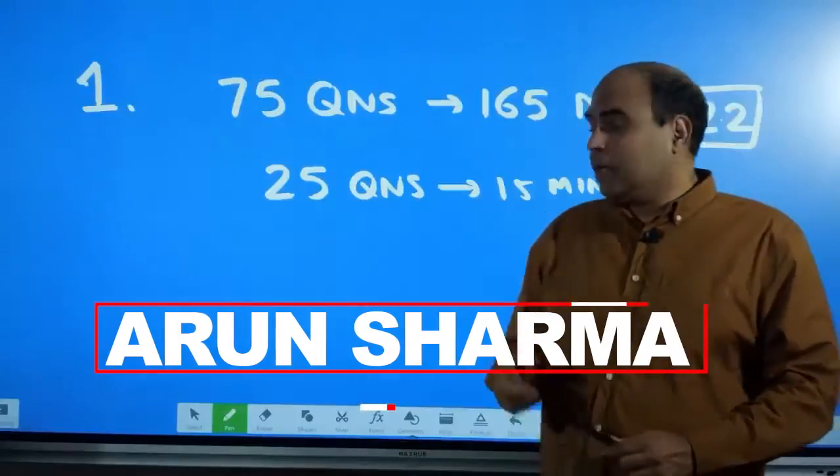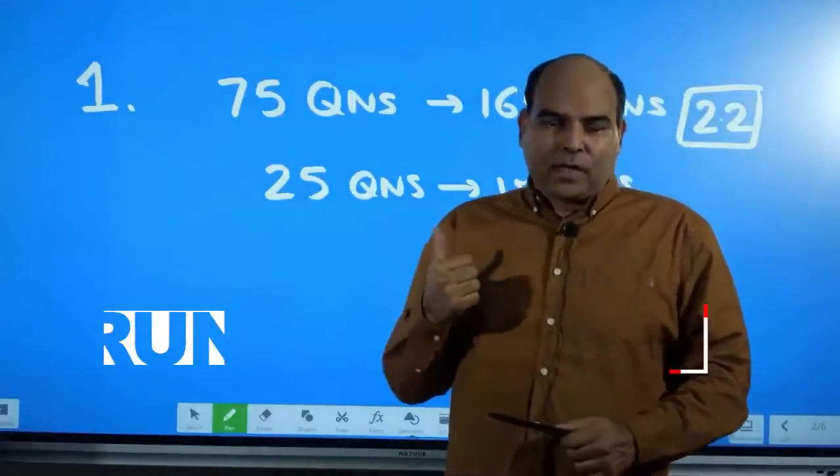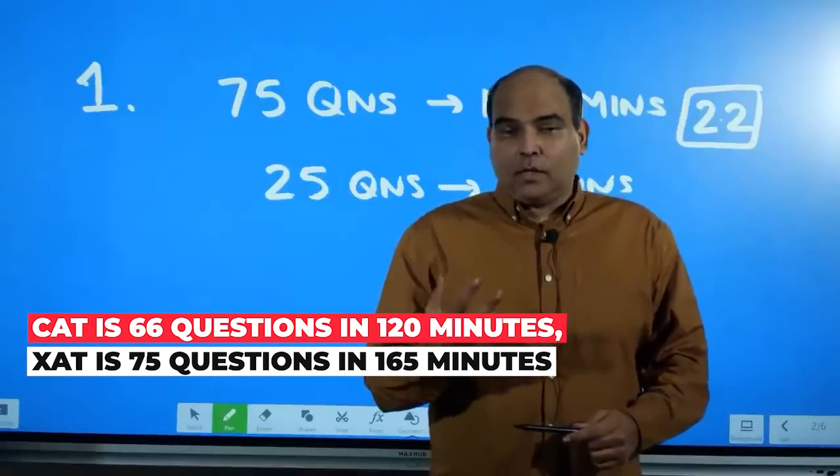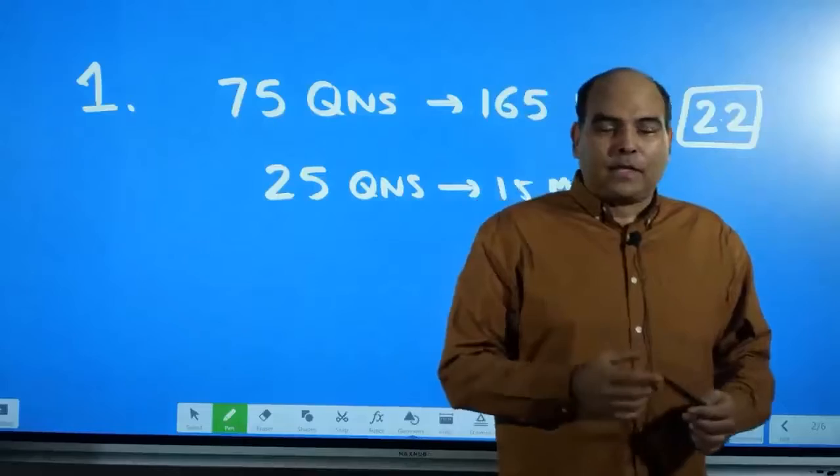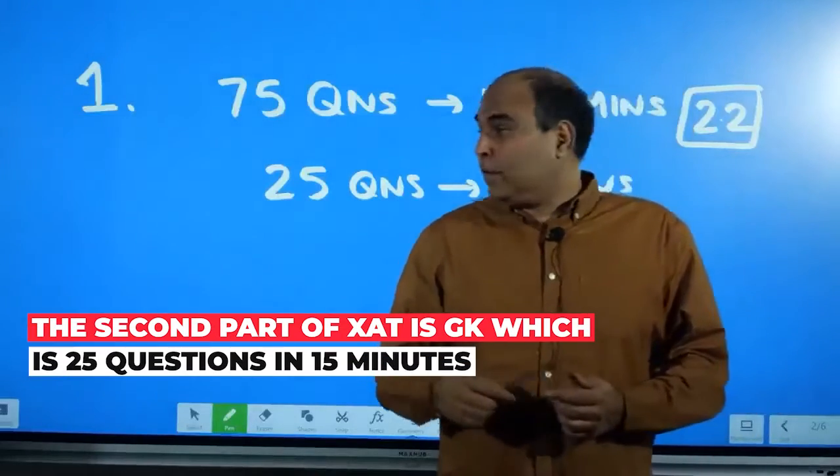First thing, of course, is that it's a 75 question exam. CAT is 66 questions in 2 hours. This is 75 questions in 165 minutes. That's the first part of the exam, and the second part of the exam, of course, is 25 questions, 15 minutes for GK.